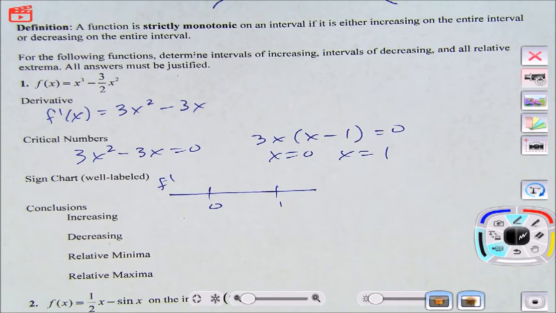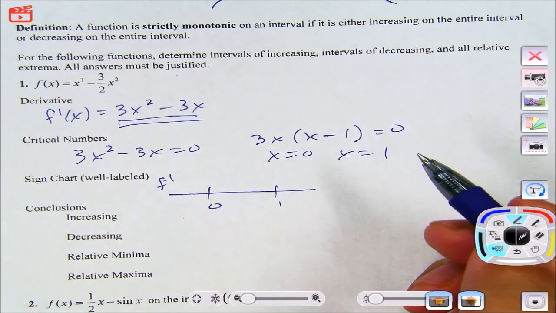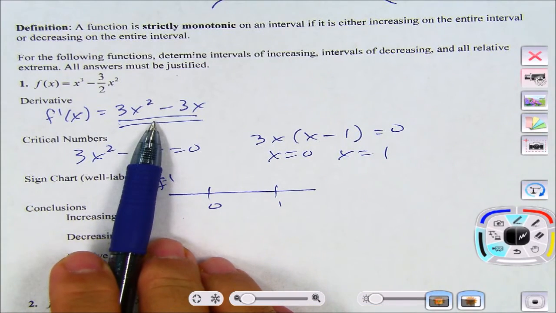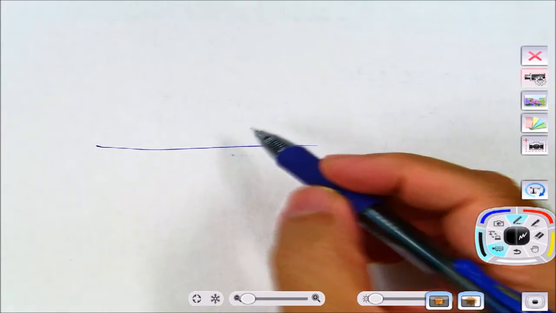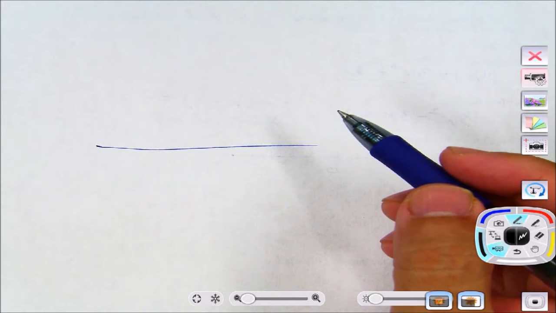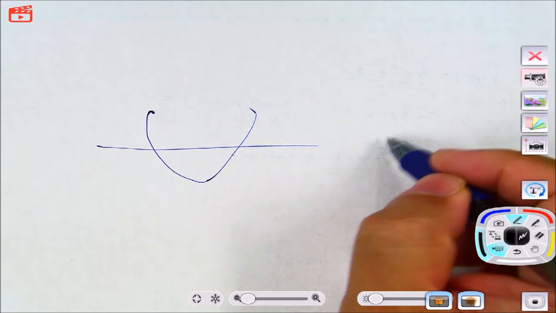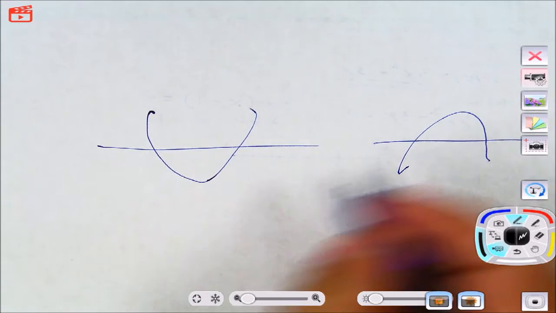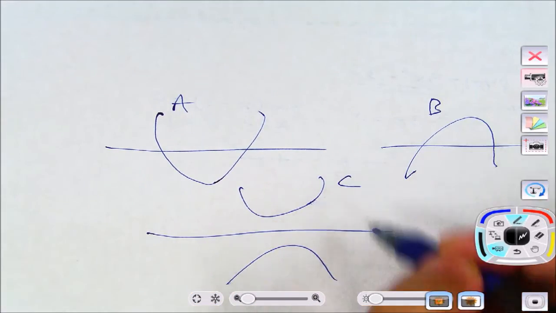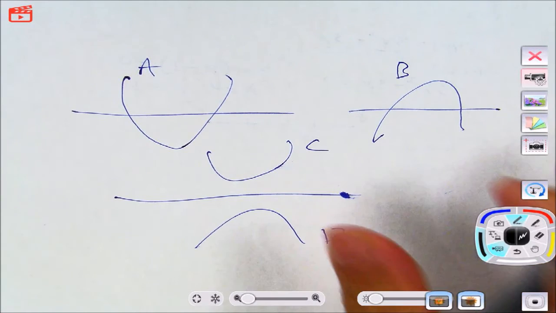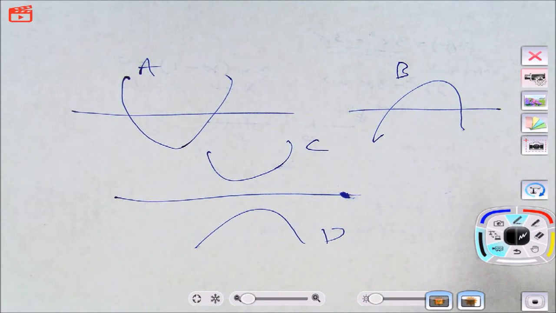The way I like to do this, you go back to the original derivative. Do you know what shape that is if you graphed it? It's a parabola, right? And which way is it facing? Up. So if you know it's facing up, and you know it crosses the x-axis twice, does it look like this, this, this, or this? If this is A, that's B, this is C, this is D, which way does that graph look? It looks like A.